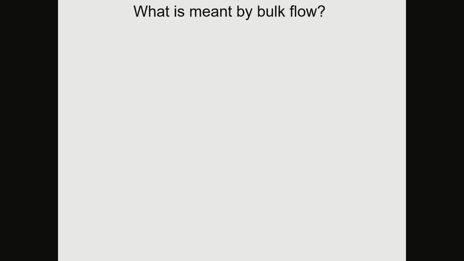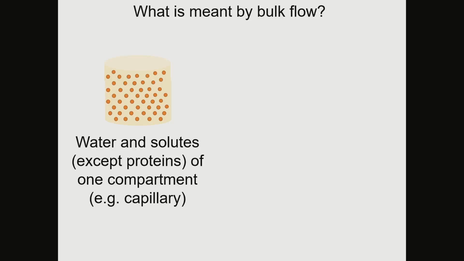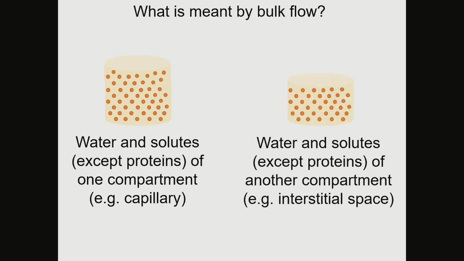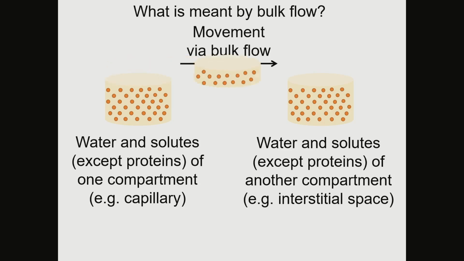What is meant by bulk flow? This is water and solutes, except for proteins, because remember, proteins don't cross my capillary wall. So water and solutes of one compartment, such as the capillary, move to the other compartment, such as interstitial fluid. This is bulk flow. You take a chunk of the water and solutes in the capillary and just shift it over to the interstitial space.